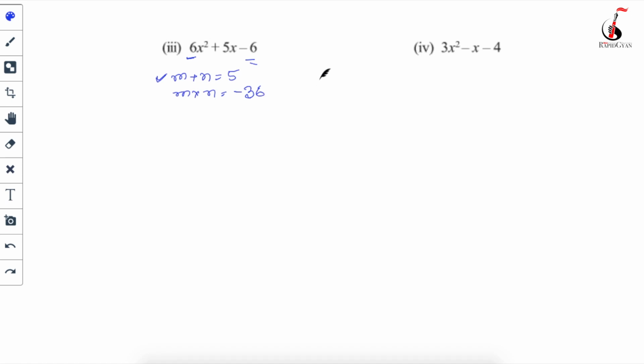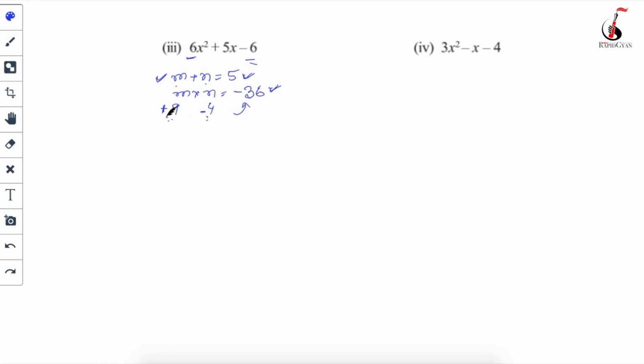So we know that 9 fours are 36. So what am I going to take? I am going to take m equal to minus 9 and n equal to 4. So see here, minus 9 multiplied by 4 will give me, no, hold on, this I am going to take plus 9 and this I am going to take minus 4. So 9 multiplied by minus 4 will give me minus 36, and m plus n, that is 9 plus minus 4, is equal to plus 5. So in this way we split.